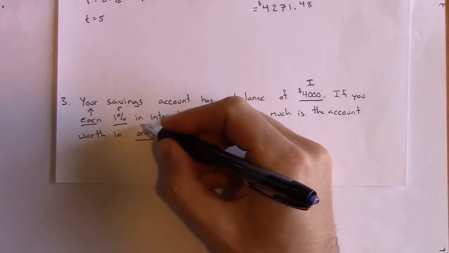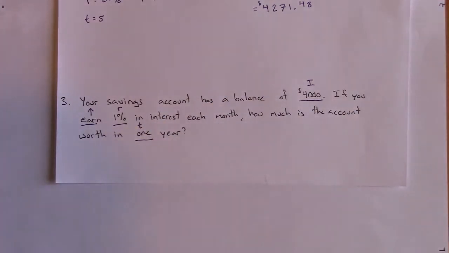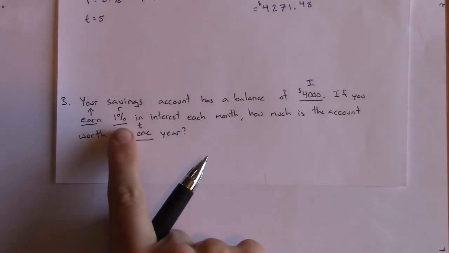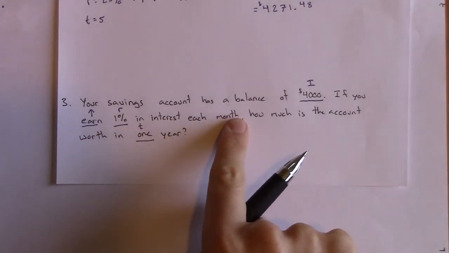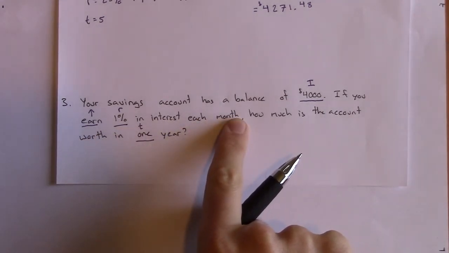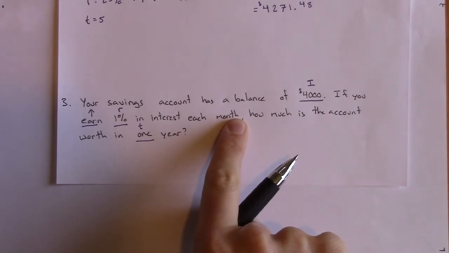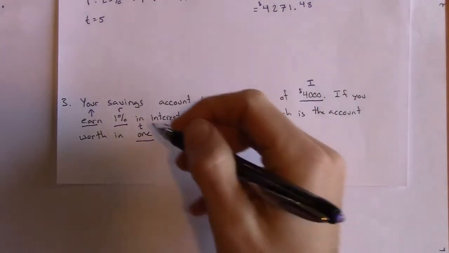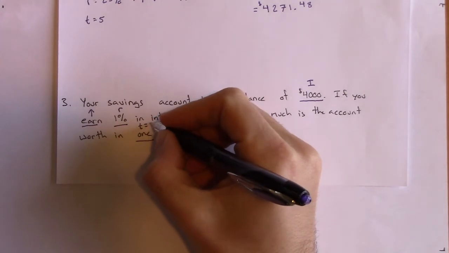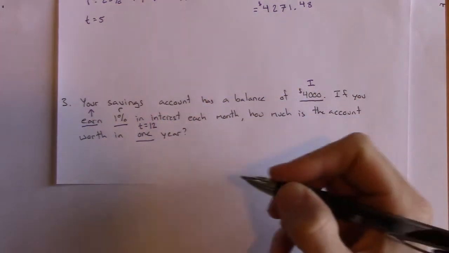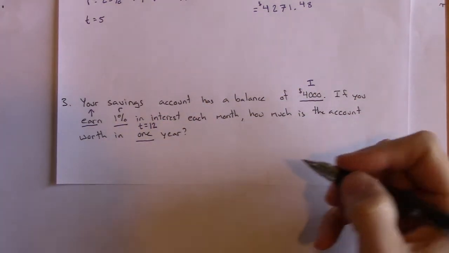In interest each month, how much is the account worth in 1 year? Here's where we've got to be careful. At first, you might want to say T is 1 year, they gave me the time. But remember what I mentioned, T has to be how many times you apply interest. And so if I'm earning 1% each month, how many times was interest applied in the year? Well, for each of the months. So how many months are in a year? 12. So my T in this case would actually be 12.